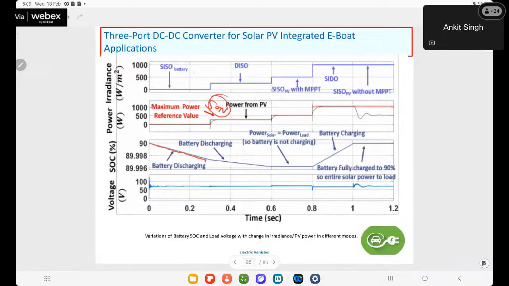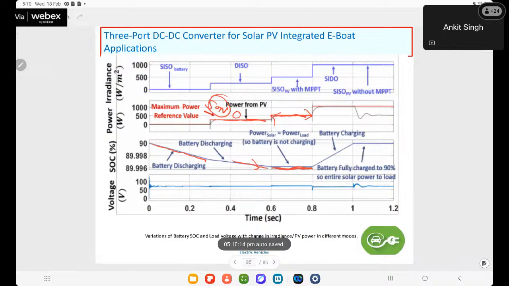In DSO mode, dual input, single output, solar has started generating power, but it is less than the load power requirement. Then battery and solar both are supplying. If the solar is exactly supplying the load requirement, the battery will not charge or discharge. Its SOC will be constant.